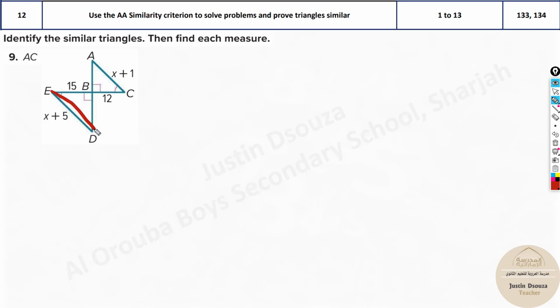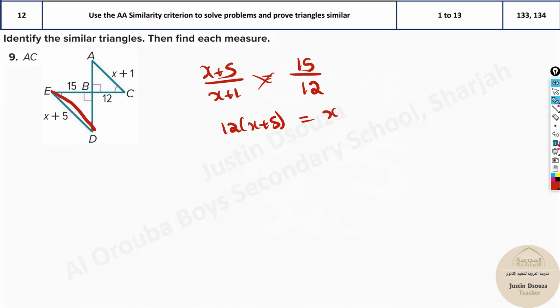If you start with this side, that is x plus 5 divided by this one, x plus 1. That will be equal to, now I use this triangle, so use the other triangle in the top, 15 by 12. Now you can put this in calculator directly and solve, or cross multiply. It will be 12 times x plus 5 equals 15 times x plus 1. So it will be 12x plus 60 equals 15x plus 15.